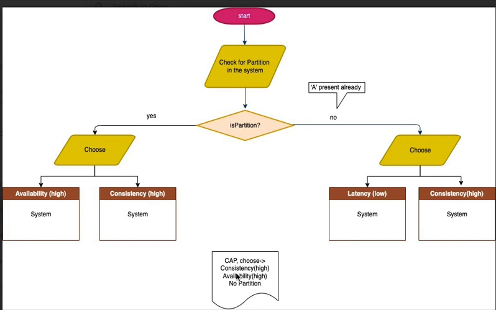CAP theorem says that out of these three, which are consistency, availability, and partition tolerance, we can choose two. We cannot have all three at the same time in a system. When we talk about the PACELC theorem, the first three letters are actually the same. If you see how it is spelled, PACELC, PAC is just the reverse of CAP, right? So basically the first three letters state the same.